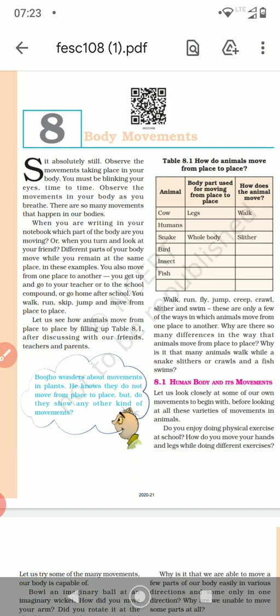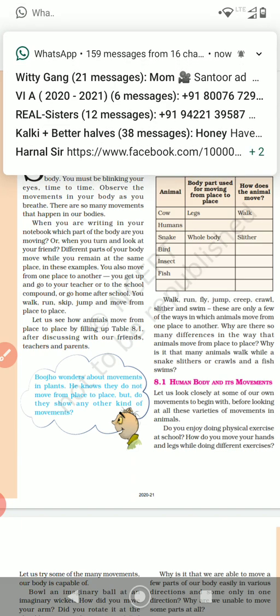Are you sneezing? Are you coughing? Are you blinking your eyes? How loud are you breathing? So, everything you have to just see, just for a second, without moving, without doing anything else. You have to just sit still and tell me what all movements you saw in your body.